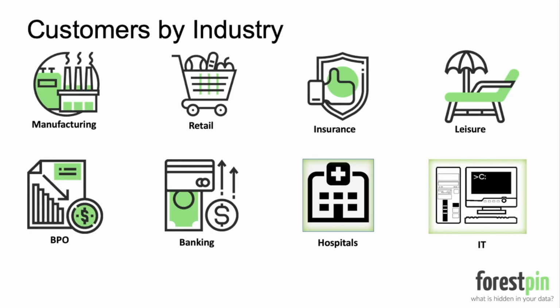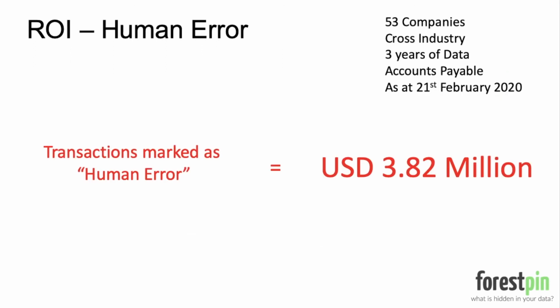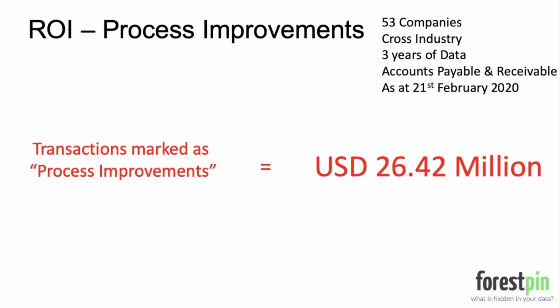Forestpin is currently being used across many industries in many different areas such as insurance claims/policies, hotel reservations, stock variances for retail, and etc. Wondering about your return on investment? The total Forestpin alerts identified as human error in 3 years, as at February 2020, equates to nearly $4 million. The total value of Forestpin alerts identified as process improvements in 3 years at February 2020 equates to nearly $26.5 million.